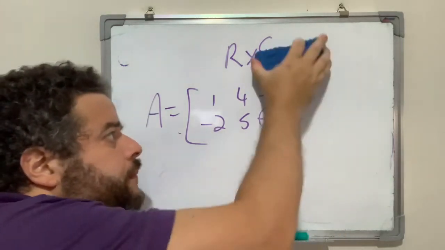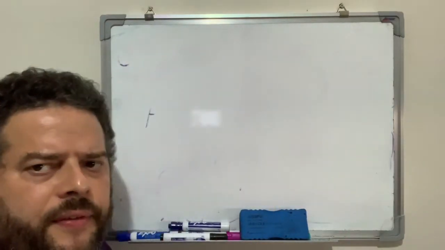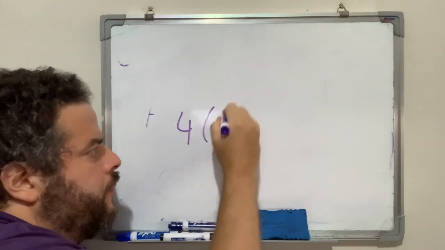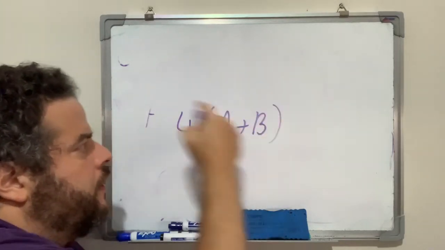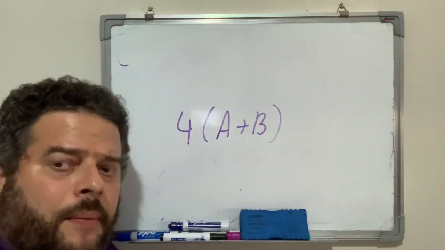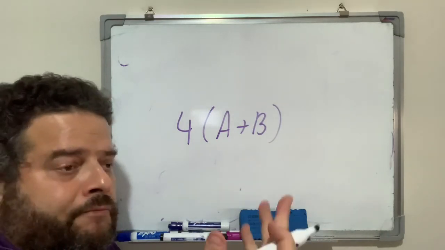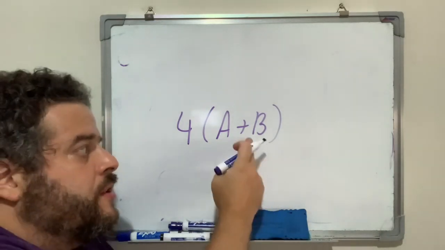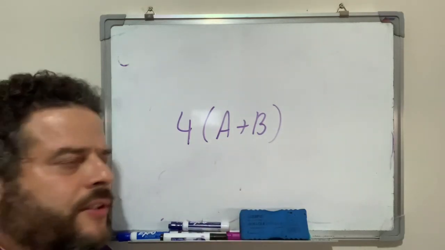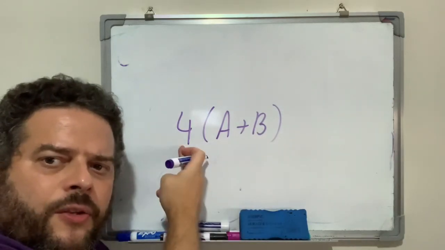The last thing we need to go over before we finish is multi-step processes. Again, just like regular PEMDAS, for 4 times A plus B, all you would have to do is pretty much add the matrices A plus B, then scale by a factor of 4. Parentheses come first, and there's an addition within the parentheses, then you do multiplication.